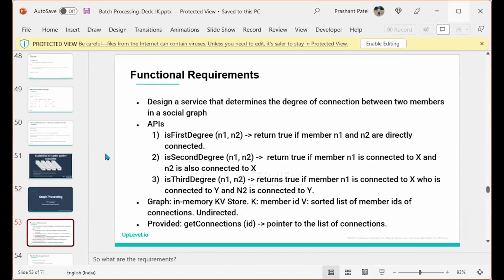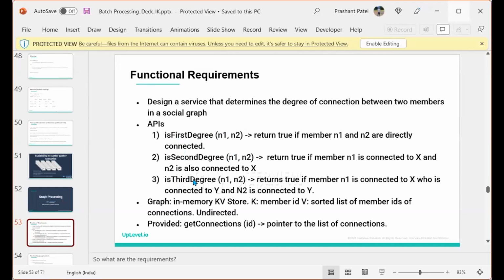So maybe there are three different APIs with three different complexities. First, getting the first degree connection: given two connections, we have to come up with a Boolean result of whether they are first degree connections or not. Similarly, for second degree, we are always given two connections, and we have to find whether it's a first degree, second degree, or third degree connection.